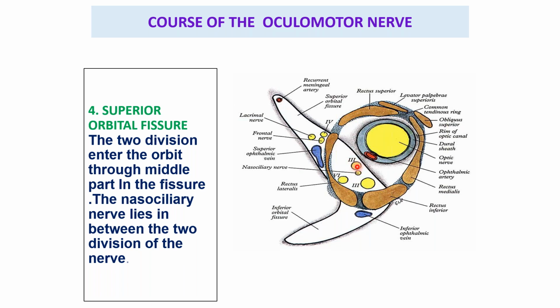And remember, when we did the contents of the superior orbital fissure, we said that in the ventral part of the cavernous sinus itself, before reaching the superior orbital fissure, it divides into two divisions, the upper division and the lower division of the oculomotor nerve. These upper and lower divisions are present in the middle part of the superior orbital fissure. Between them is the nasociliary nerve, and along with it, in the middle part of the superior orbital fissure, the abducent nerve is also passing.